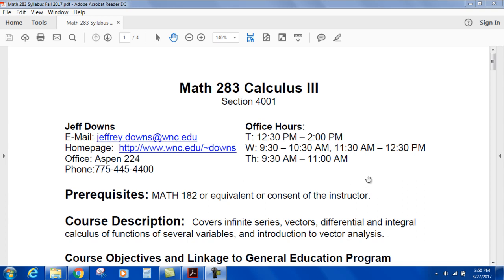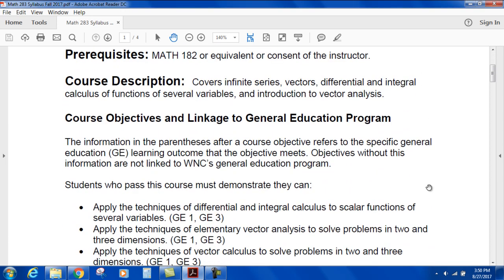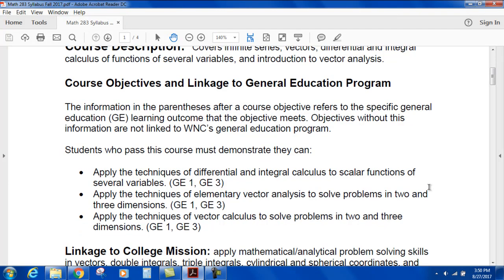Prerequisites: Math 182 or the equivalent, or consent of the instructor. Course description covers infinite series, vectors, differential and integral calculus of functions of several variables, and introduction to vector analysis. Course objectives and linkage to college education, to general education program: the information in the parentheses after the course objectives refers to specific general education learning objectives that the objective meets. Objectives without this information are not linked to WNC's general education program.